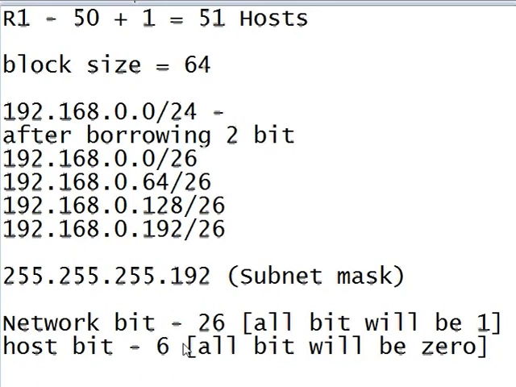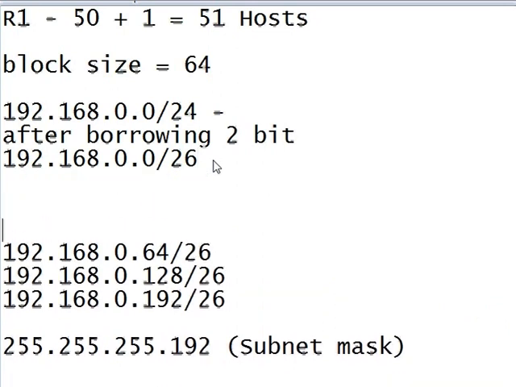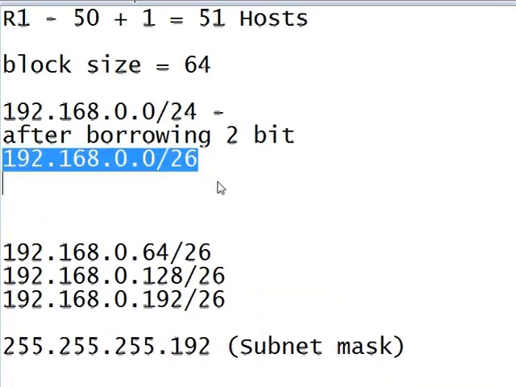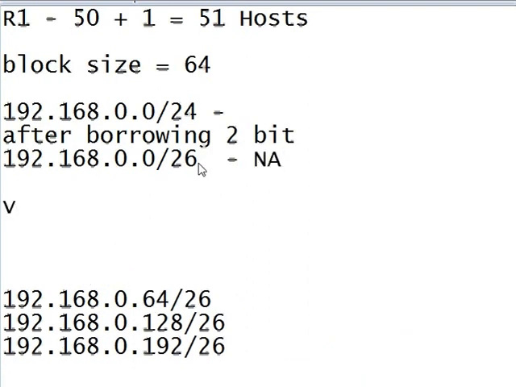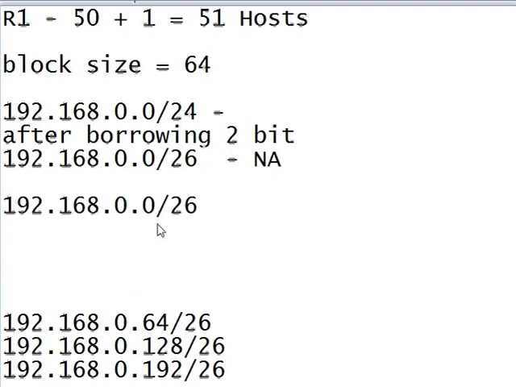In these 4 subnetworks, I will only be taking the first subnetwork. So let's get the specification. This will be my network address. This will be my network address. This will be my broadcast address.